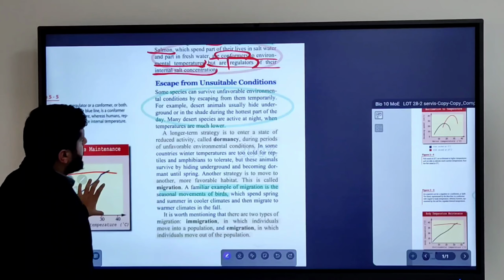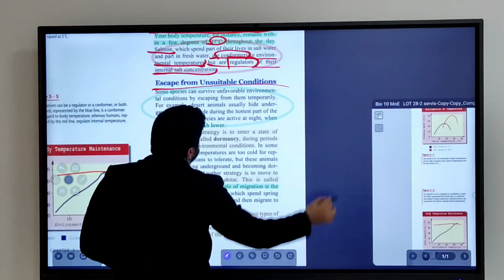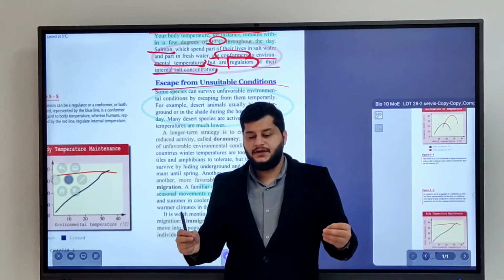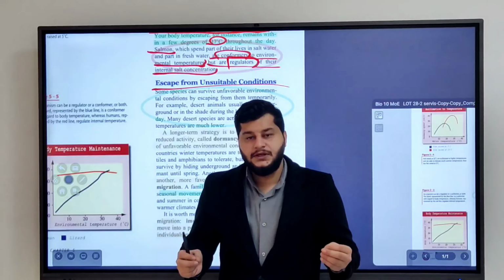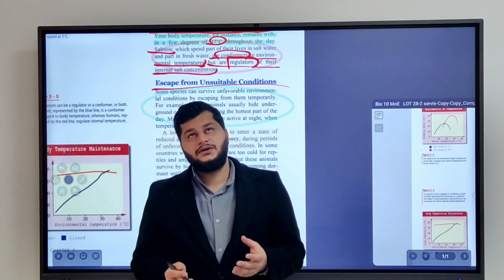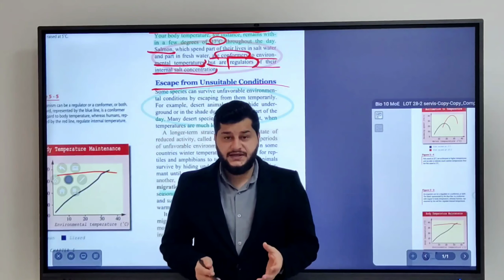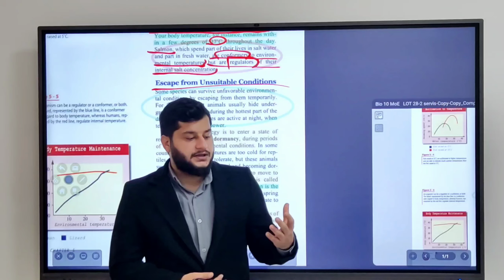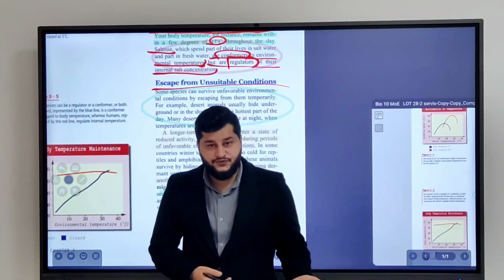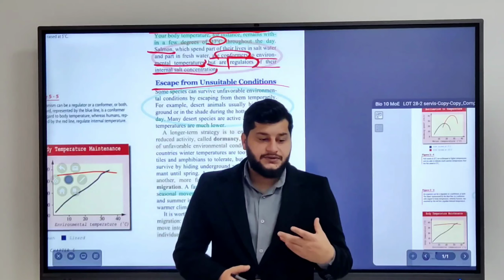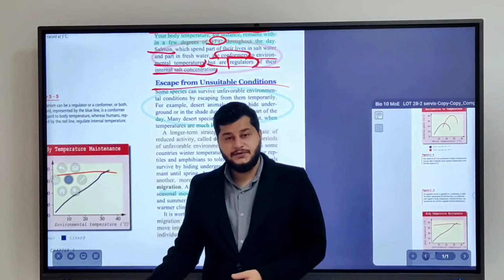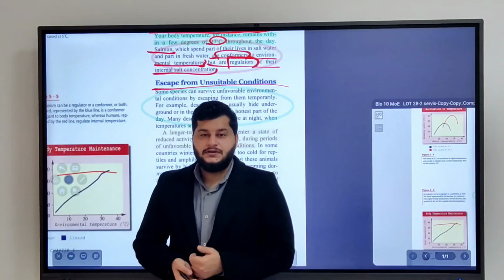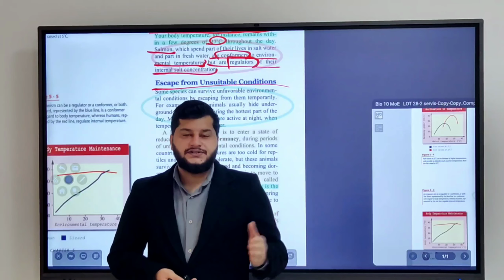Now, escape from unsuitable conditions. Any organism that sees the conditions are not suitable for it is going to try to escape from that environment. As humans, if you saw a lot of suffering, lack of food, wars, our nature would tell us to just leave this place. Animals are also like that. If they see the weather is not good and there's no food, they are just going to escape from it.